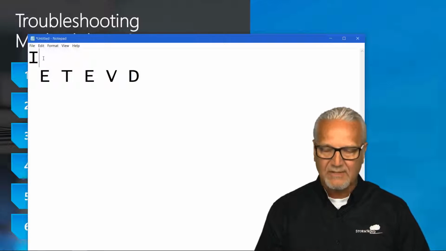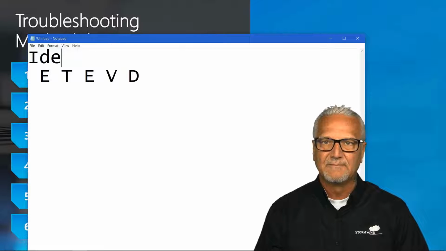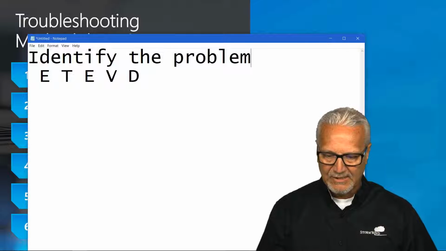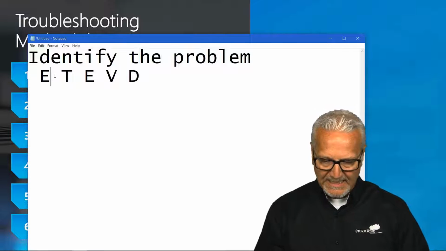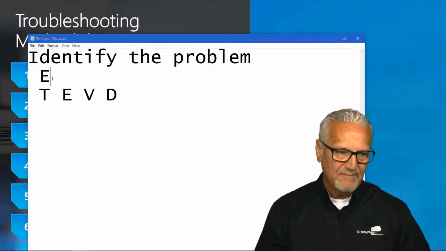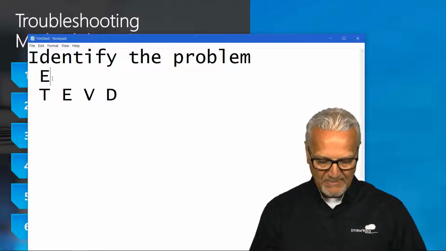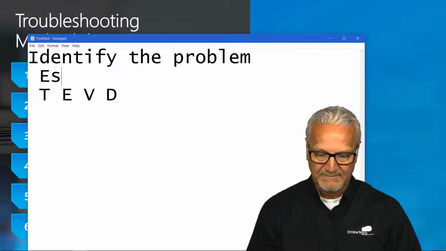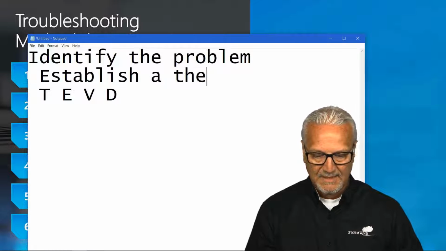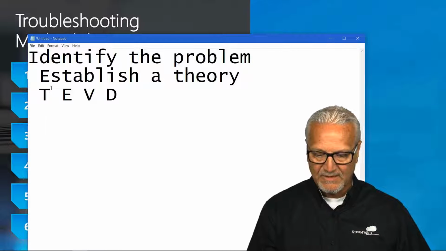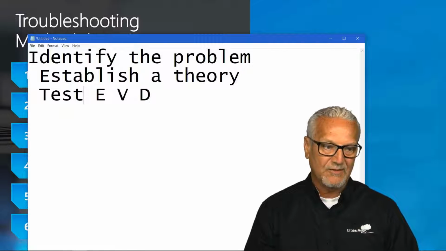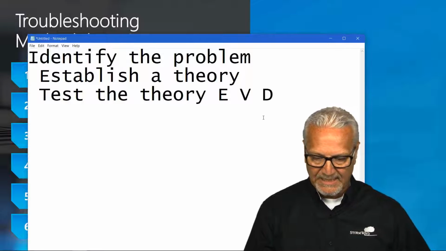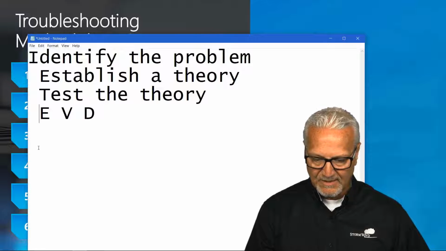Once you get those down, you can say, all right, what's I again? Identify the problem. All right, and then you could say, what's E again? So there's 2 E's, but what's that first one? And then you can kind of use your common sense. Even if you remember them both and put them out of order, you got to establish a theory. And then T, what's the third one? Well, that's test your theory. And then what's the next E?